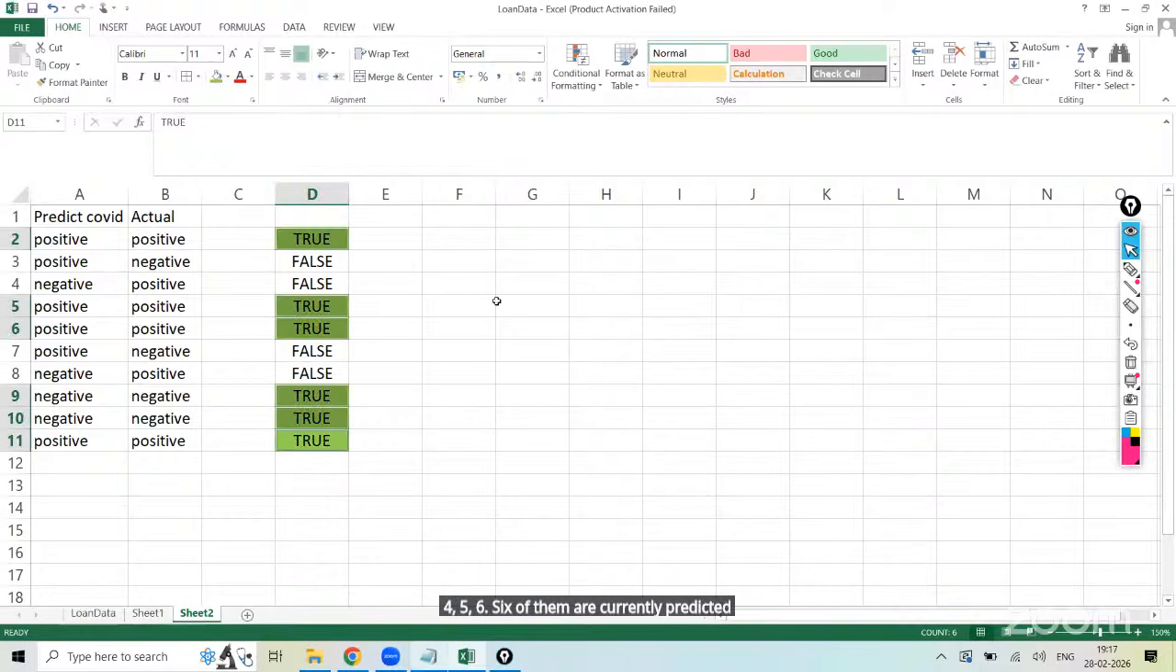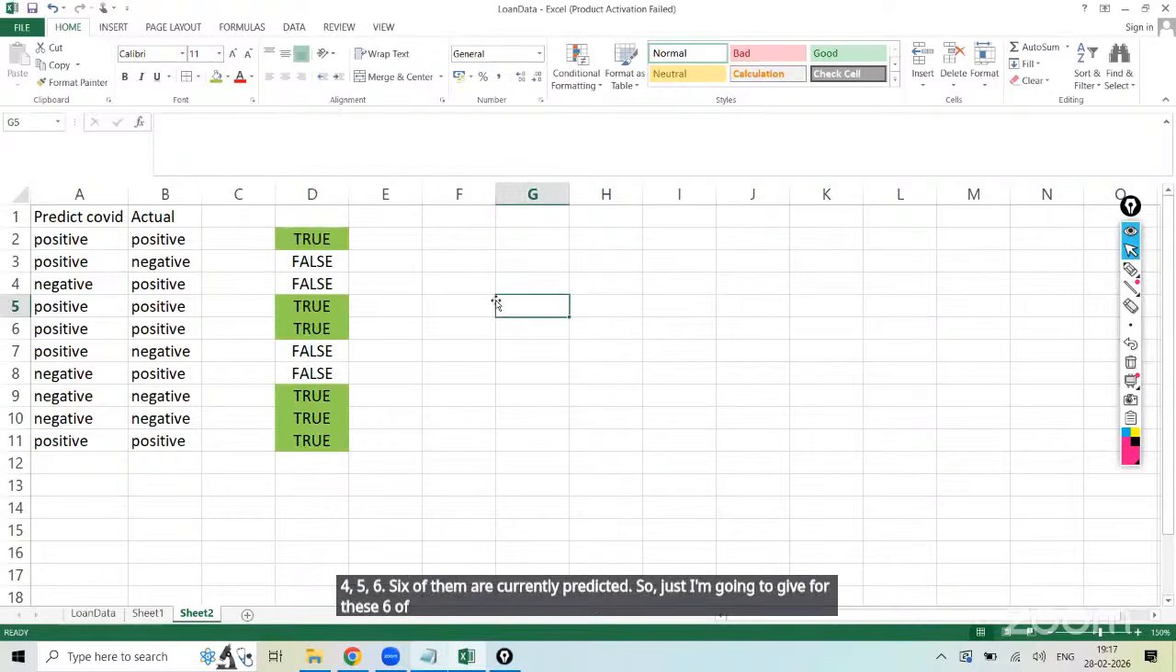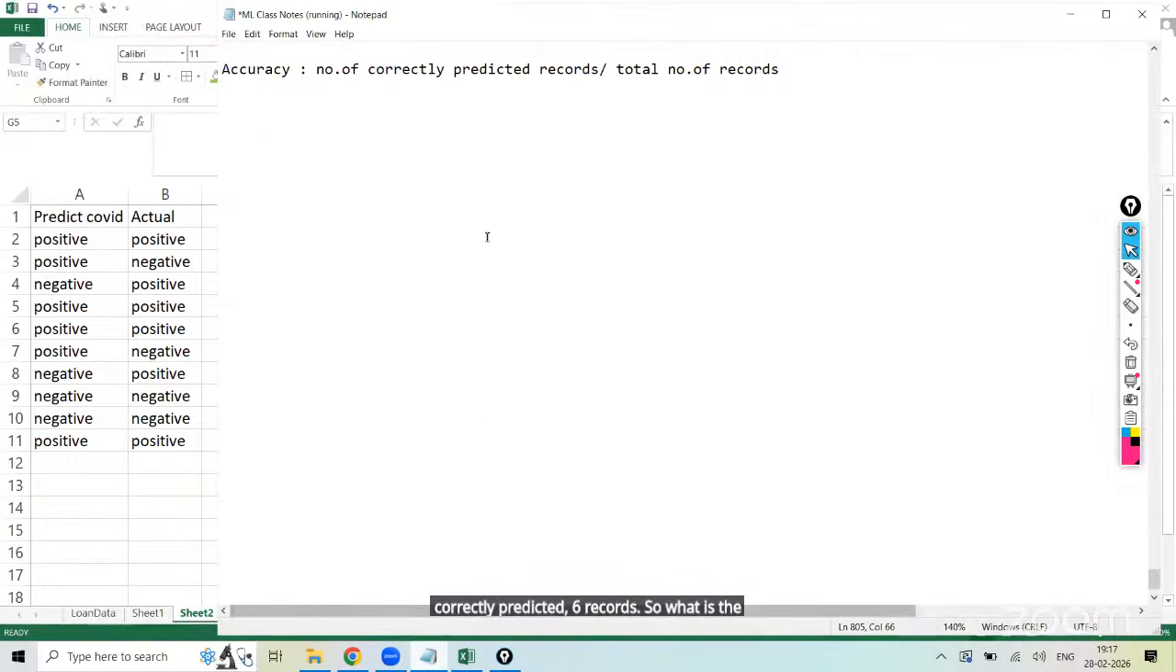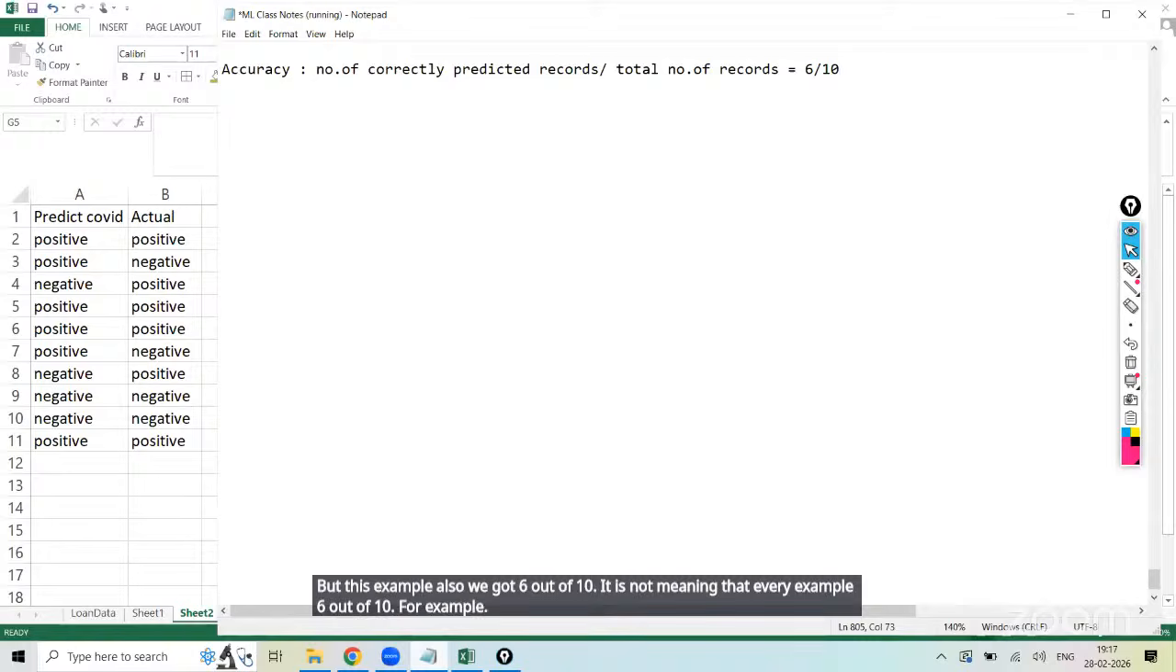So I'm going to give these six of them green color like this. Correctly predicted, 6 records. So what is the accuracy? 6 out of 10. For this example also, we got 6 out of 10. It does not mean that every example is 6 out of 10. For example, you may get 10 out of 10, where everything is correctly predicted. You may get a minimum of 0 out of 10, where none of the records is correctly predicted.